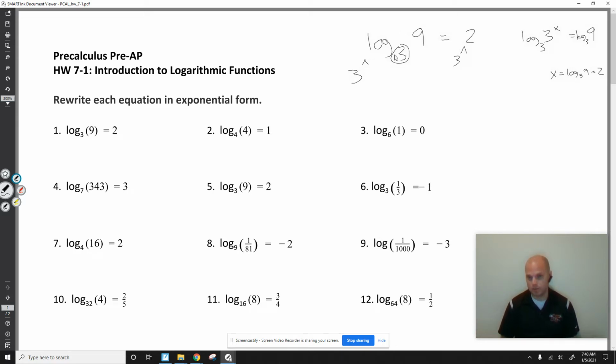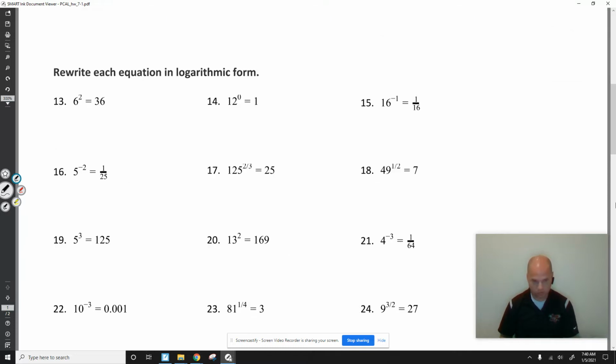So 3 to the log base 3 of 9 is just 9. And we'd say 9 equals 3 squared. That's what we're going to do here for all of these. We're going to examine the base, and take that base number to the power of both sides. So 3 to the power, 3 to the log base 3 undoes each other, leaving you with just 9. 9 equals 3 squared, which is the one I just showed you.